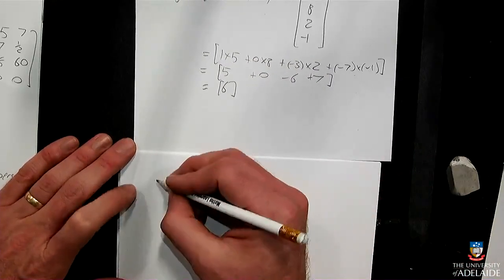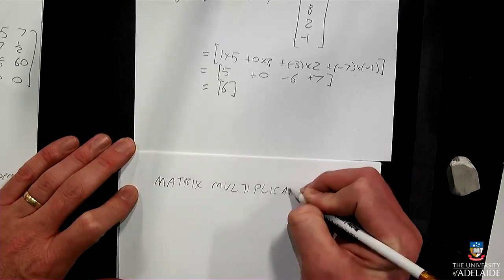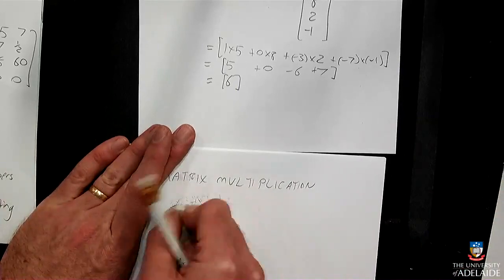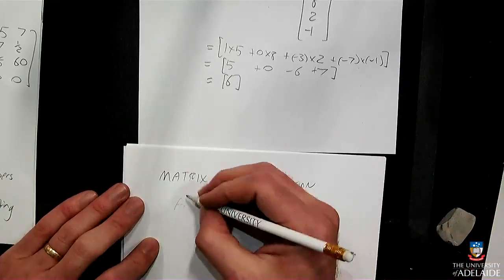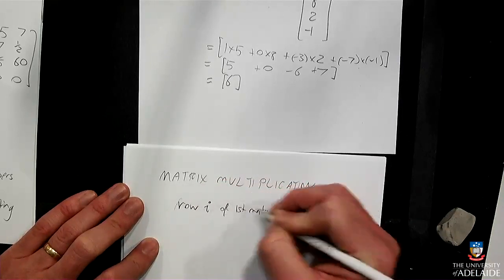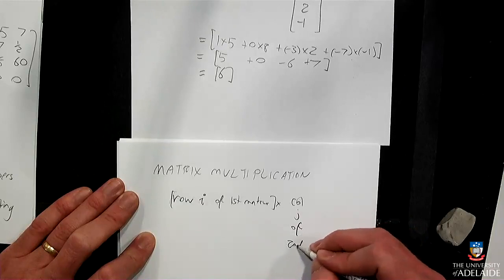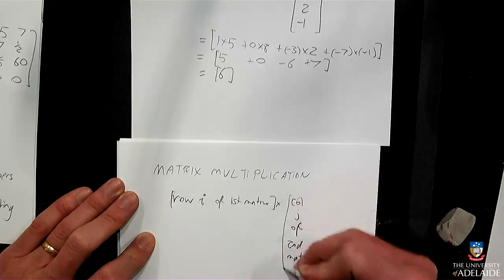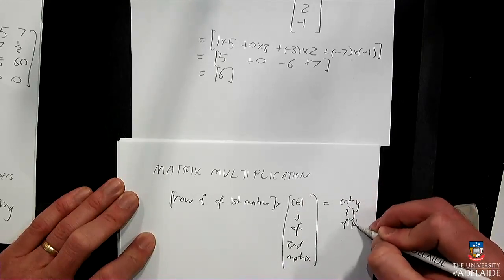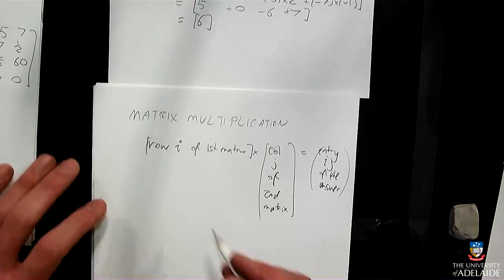So for full matrix multiplication, what we do is we take the rows of the first matrix, row i of the first matrix, times column j of the second matrix, is entry ij of the answer. That's how it works. That's how matrix multiplication works.